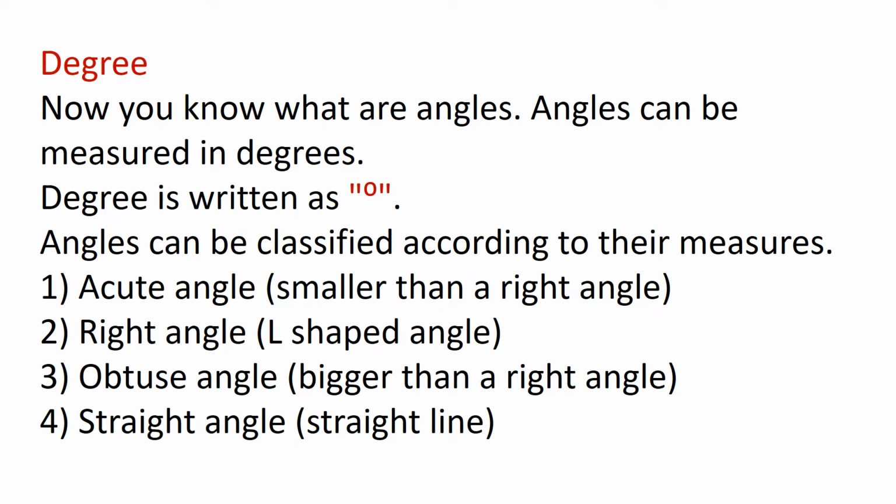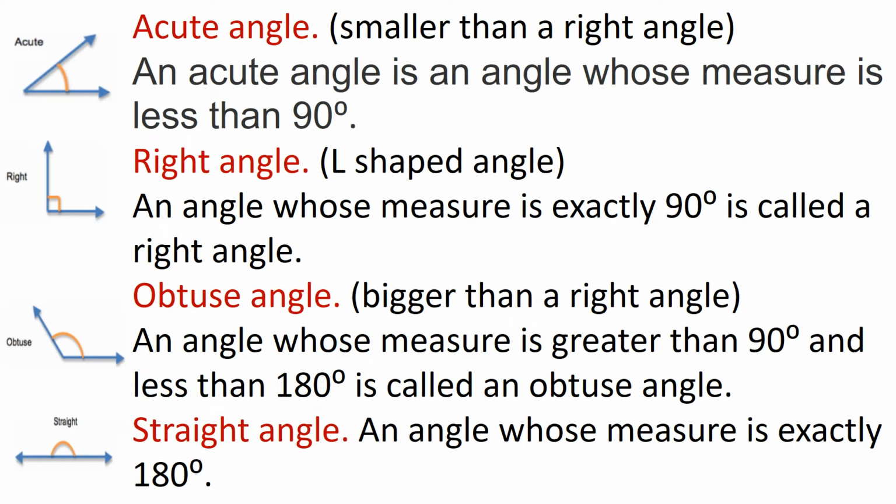When an angle is smaller than a right angle, it is called an acute angle. When the angle is L-shaped, it is a right angle. And when the angle is bigger than a right angle, it is an obtuse angle. And when it is a straight line, it is a straight angle. Children, let us now define the angles which are classified according to their measures.